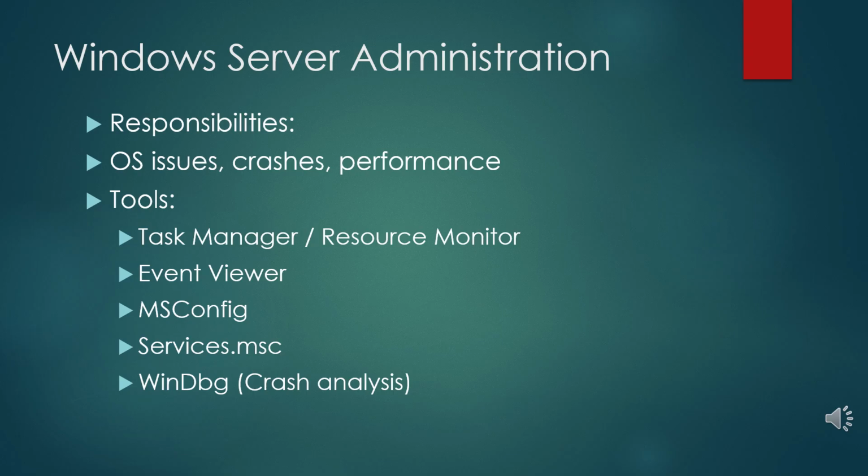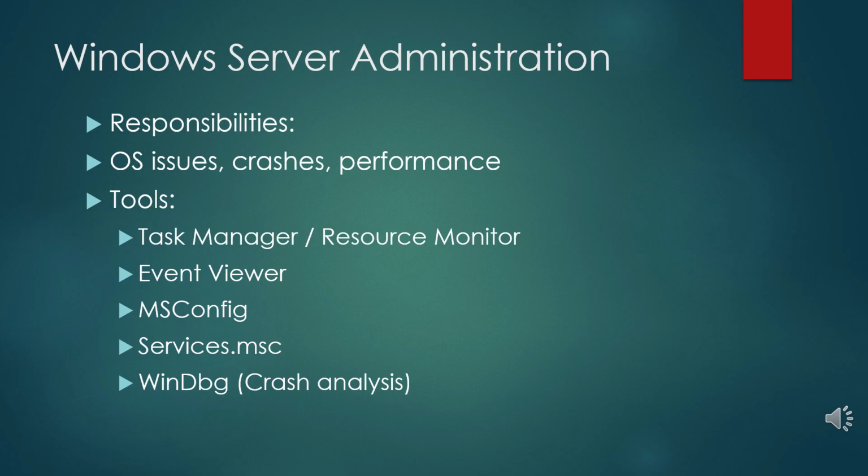Let's start with performance issues. One of the most common problems in production environments is server slowness. Users may report that applications are slow, login is taking time, or systems are not responding properly. In such cases, the first tool we usually check is Task Manager. Task Manager gives a quick overview of CPU usage, memory consumption, disk activity, and running processes. For example, if CPU usage is constantly high, we can identify which process is consuming the most resources.